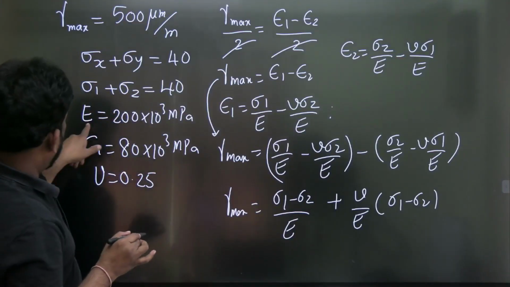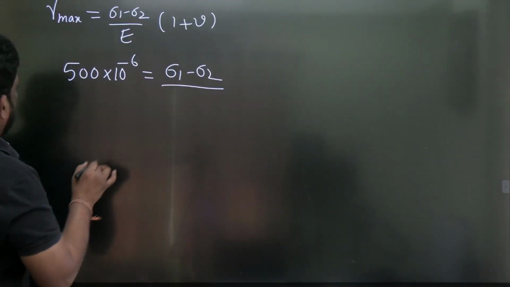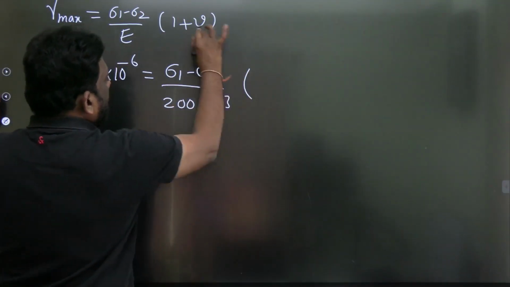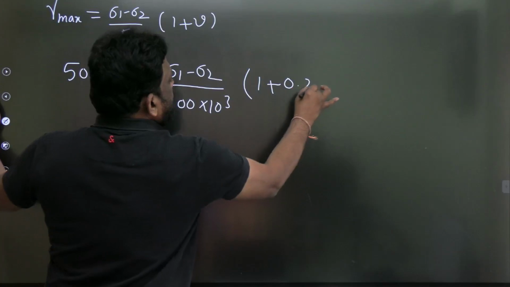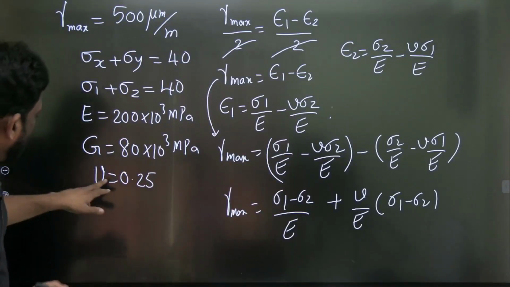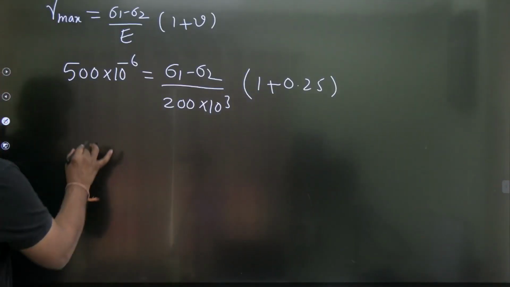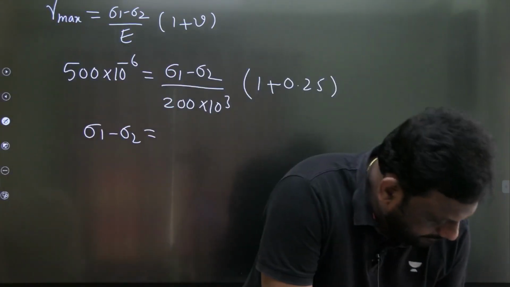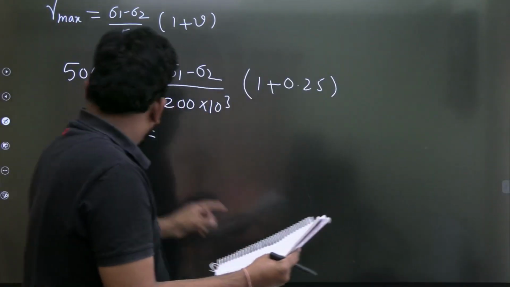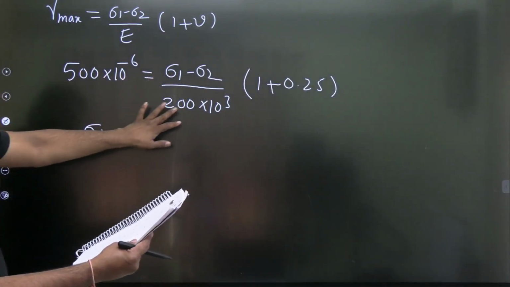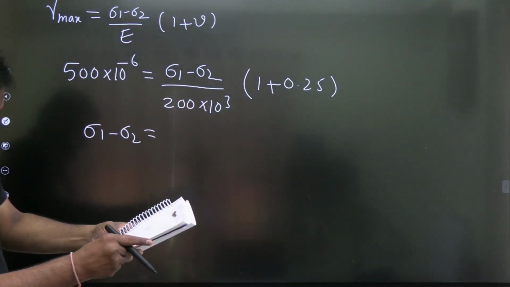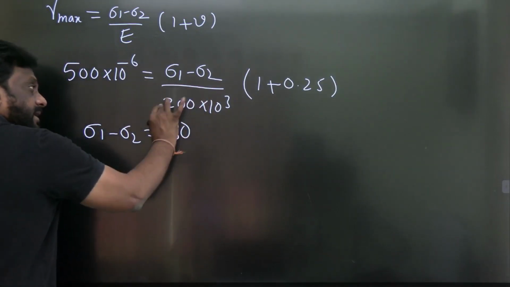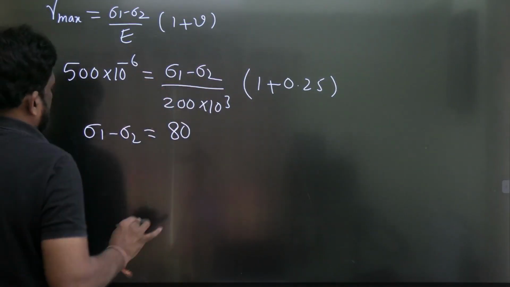Already E is given. How much is that? 200 into 10 power 3, into 1 plus Poisson's ratio, which is given as 0.25 if I am not wrong. So from here we can calculate the difference of principal stresses. How much is that? 500 into 10 power minus 6 equals sigma 1 minus sigma 2 by 200 into 10 power 3 into 1.25. The difference you are getting is 80 if I am not wrong. And one more thing: if this is in megapascal, this will also be in megapascal.